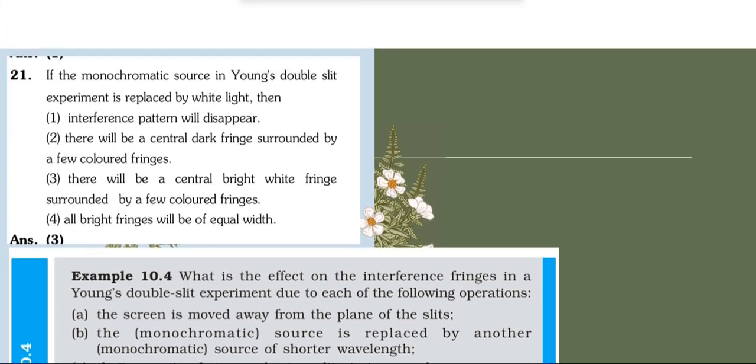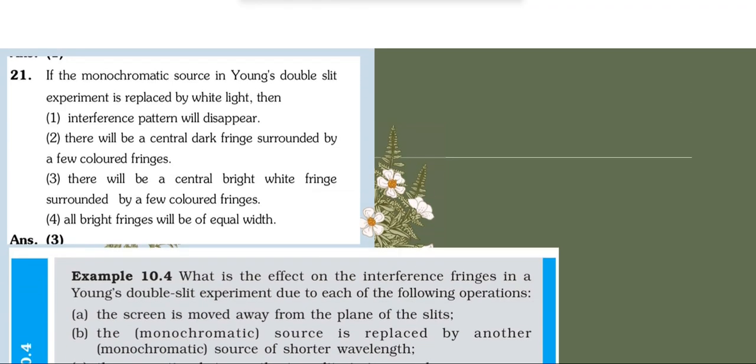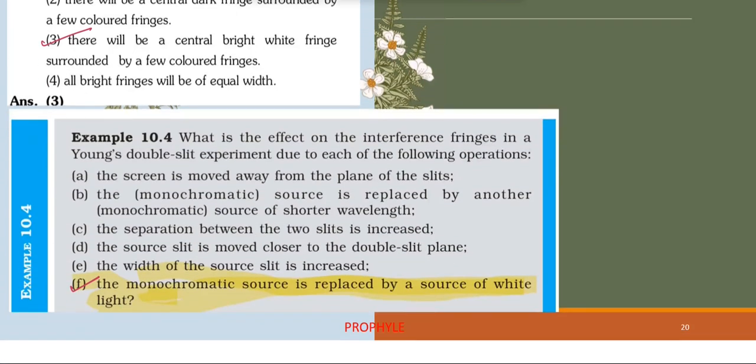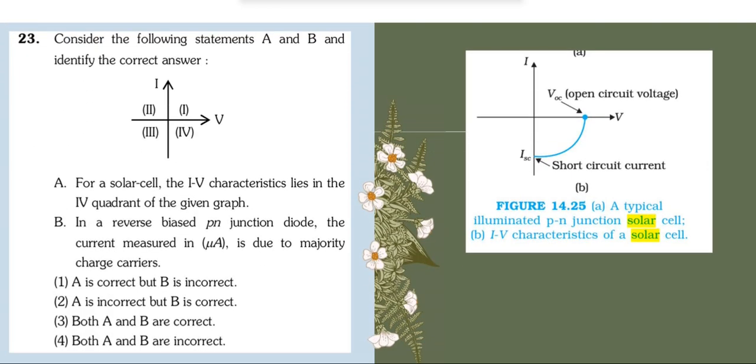And if you look at this, this is one direct question from our NCERT. If a monochromatic source in Young's double slit experiment is replaced with white light, just look at this example. Six different options were there. In that, this last option: if monochromatic light is replaced with white light, what happens means there will be a central bright white fringe surrounded by a few colored fringes. So that is also one direct question from NCERT.